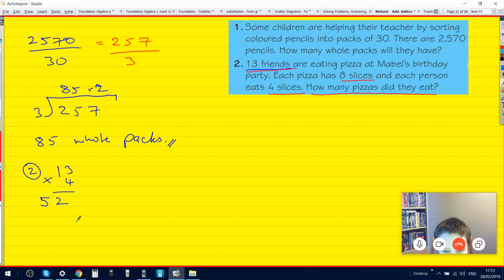So what does this 52 represent? Well, it represents how many slices they've eaten total. So they've eaten 52 slices in total, and each pizza has 8 slices. So in order to find out how many pizzas they ate, I think we need to do 52 divided by 8.